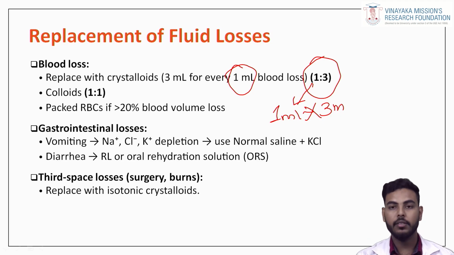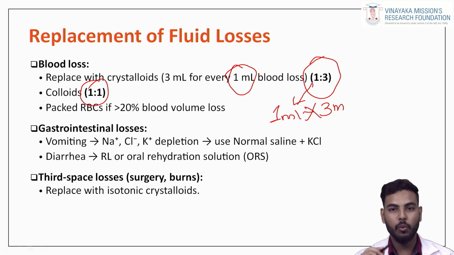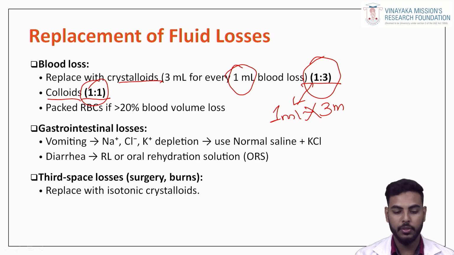Okay. So when there is 1 ml of blood loss, we will be giving more than 3 times of crystalloid solution. Coming to colloid solution, we have only 1:1. 1:1 means when there is 1 ml of blood loss, we will be giving 1 ml of colloid solutions. So this rule applies to all the blood loss formulas. Okay, 1:3 for crystalloid solutions, remember, and 1:1 for colloid solutions.